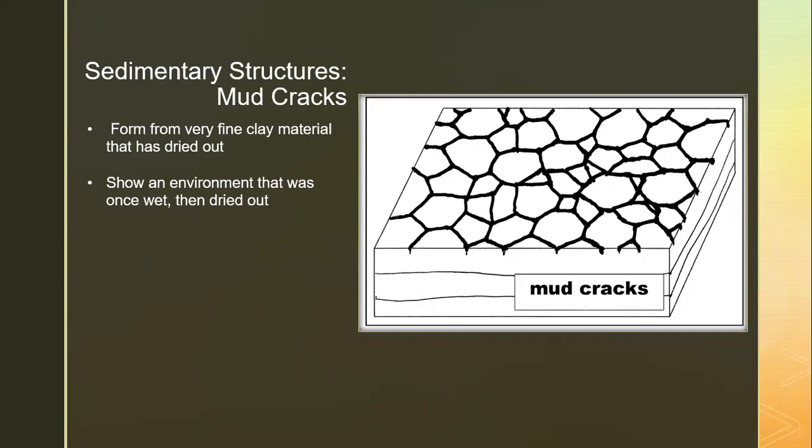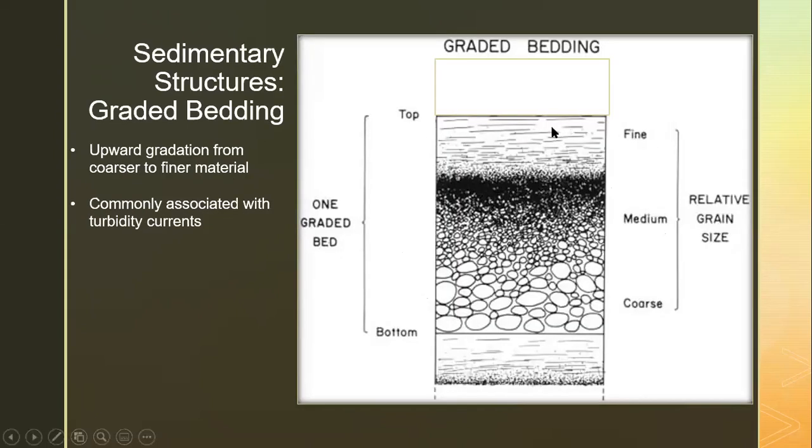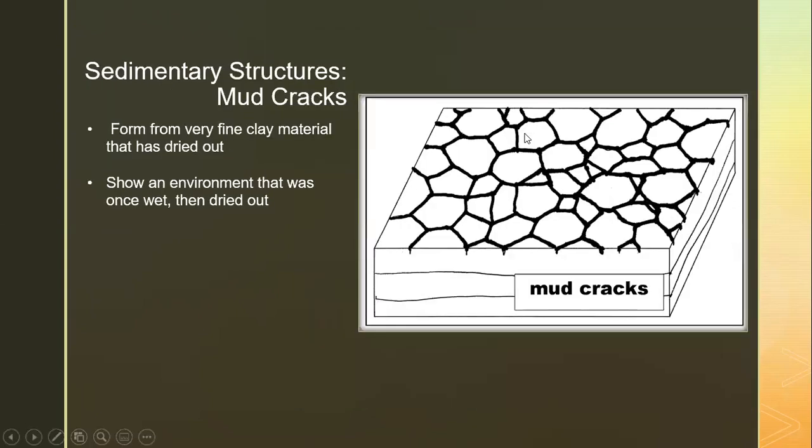very fine clay material here. So just think of very small sediments, very small particle sizes. Mud cracks form when those very fine clay sediments dry up. So it's pretty much the bottom of what was once a shallow water environment. And then the water dried up and the bottom of that water environment starts to crack, and that's mud cracks.